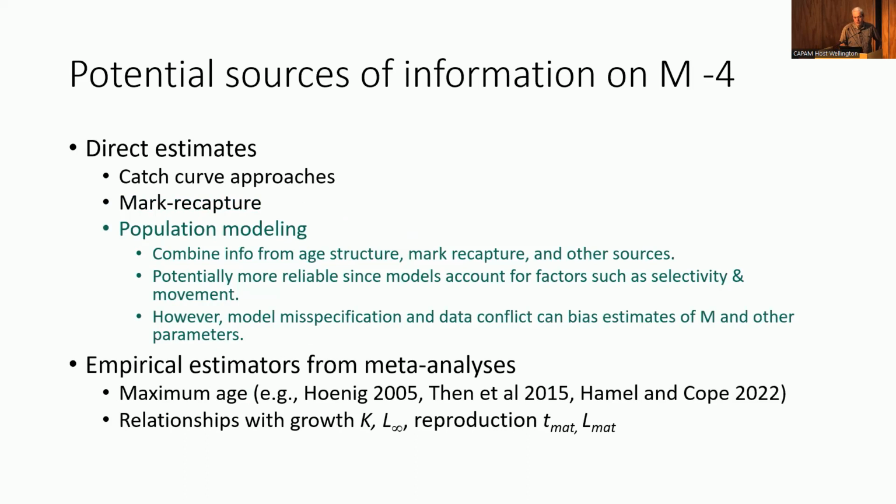Population modelling approaches combine information from age structure, mark recapture, and other sources. So this is potentially more reliable than the isolated methods, since the models account for factors like selectivity and movement. However, you still do get model misspecification and data conflict, which can bias your estimates of natural mortality as well as other parameters.